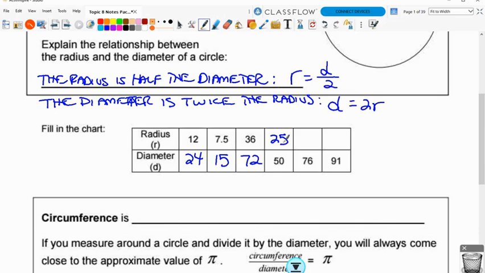If the diameter is 76, again, just take that number and divide it by 2. 76 divided by 2 is equal to 38 for the radius. And if the diameter is 91, to get the radius, take 91 and divide it by 2. 91 divided by 2 means that the radius would have to be 45 and 5/10.